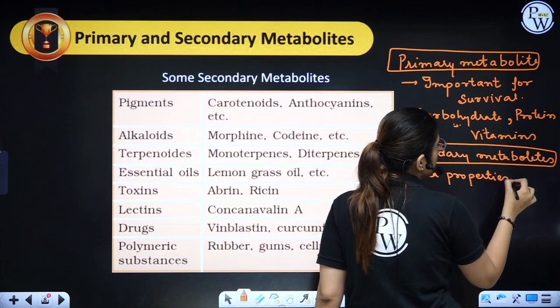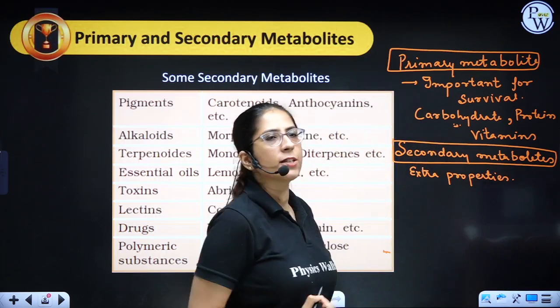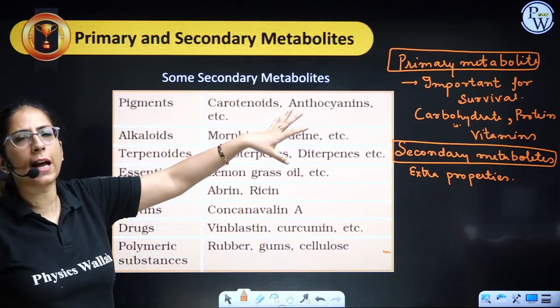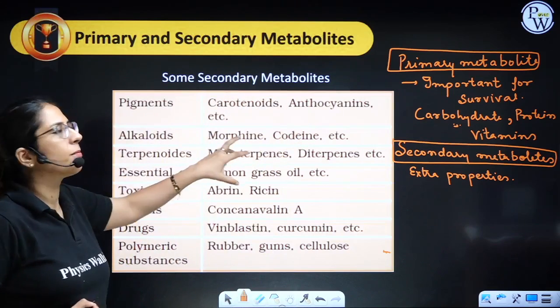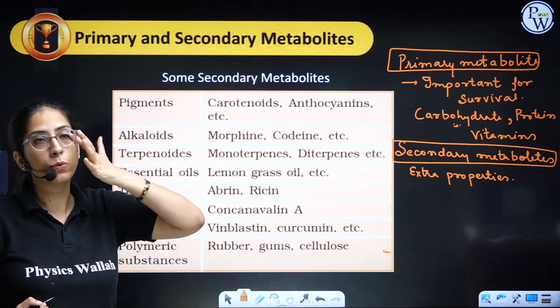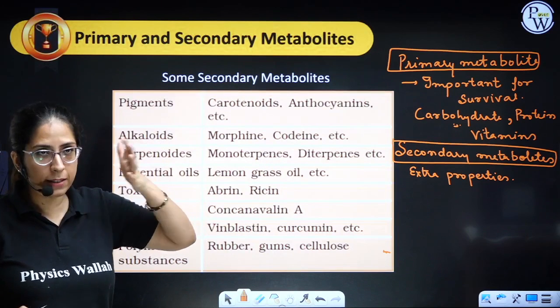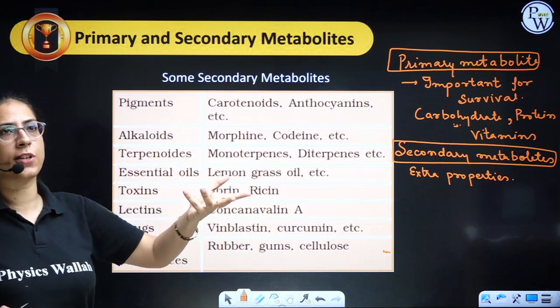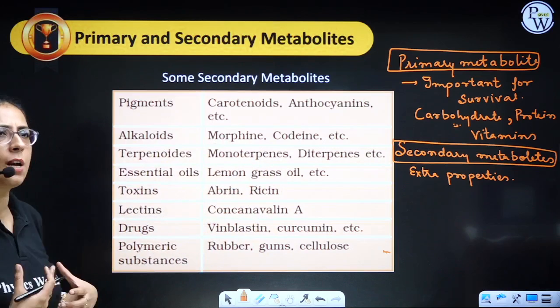Extra properties it is going to provide. So what are these extra properties? For example, the pigments are there, like carotenoids and anthocyanin. We have alkaloids like morphine and codeine. Yes, they are also used in various medicines. For example, codeine is used in cough syrups. So some extra properties they are going to provide.